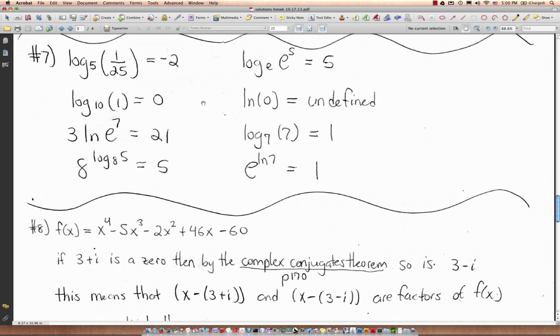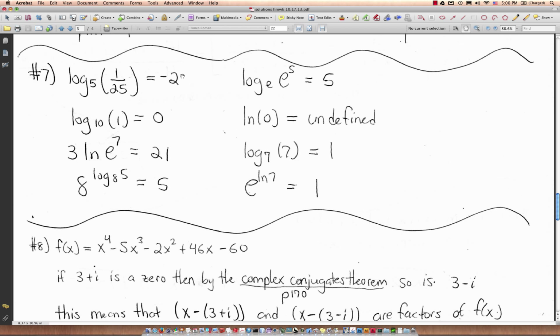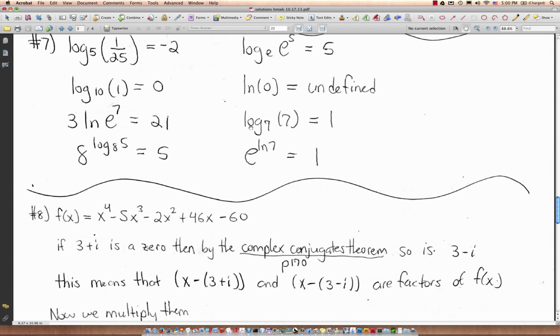These ones were simply evaluate. -2, 0, 21, because natural log of e to the 7th is 7, and 7 times 3 is 21. 5, undefined. The argument of a logarithm can never be 0. There is no real number when you have an argument of 0. This is called undefined. 1, and this one should not be 1. This one should actually be 7, so that needs a correction. That should actually be 7.